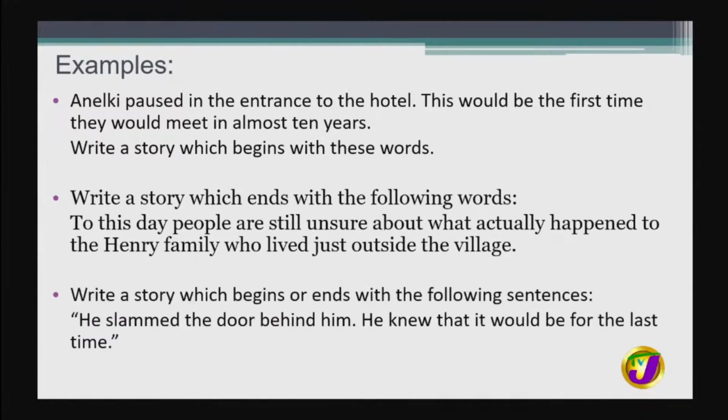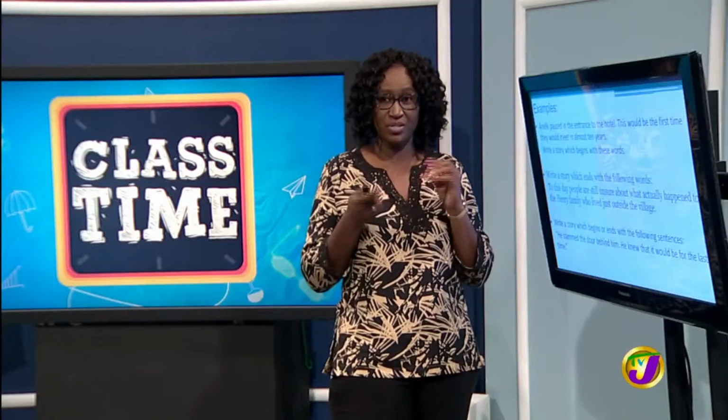The next one: "He slammed the door behind him. He knew that it would be for the last time." Right here, your character is male. What happened to cause him to do this? Is he angry? Is he happy? What is the stimulus behind this action? So if you have to end the story now or begin the story with it, notice you have the option to either start or finish the story with it. You decide, is it best to start and move from there, or is it best to build the story and finish with this?